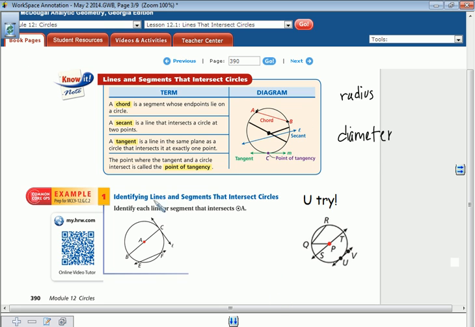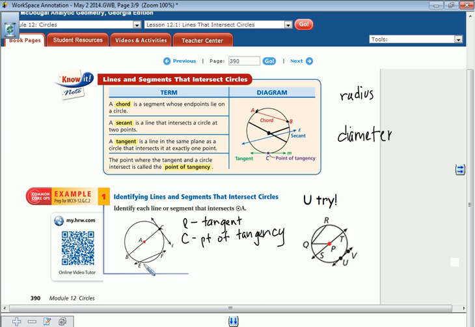So let's take a look at this one. Identify the lines and segments that intersect the circle. Okay, so let's just start right here. This line L, what would we call that? It is touching the circle in exactly 1 point, that point right there. So therefore, line L is a tangent to the circle. Now that point C is our point of tangency. That's where it touches the circle.